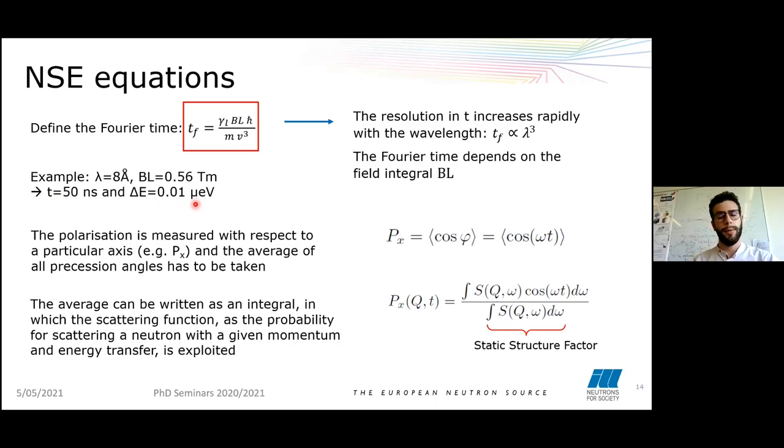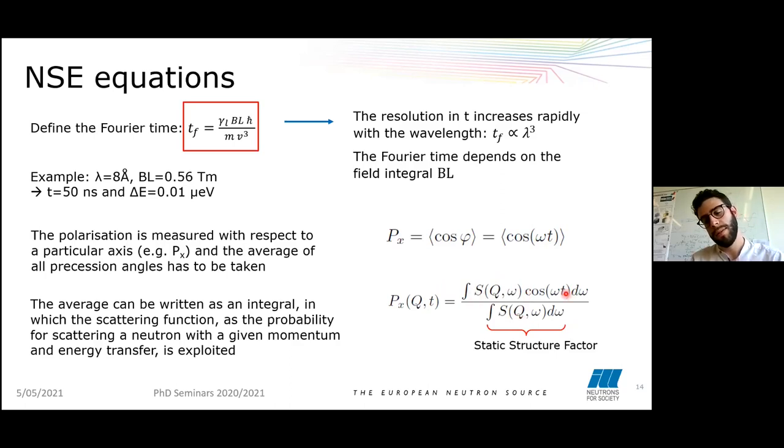Now, at the detector, we analyze the polarization with respect to a particular axis. But we have to take the average of all the precession angles. So the polarization is the average of the cosine of the precession angle. The average can be written as an integral in which we use the scattering function, because it is the probability of scattering a neutron with a given momentum and energy transfer, normalizing with the static structure factor.